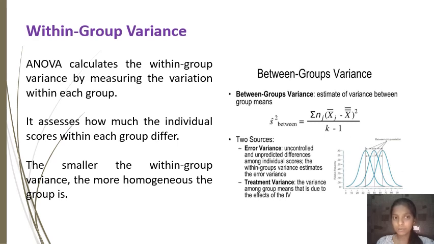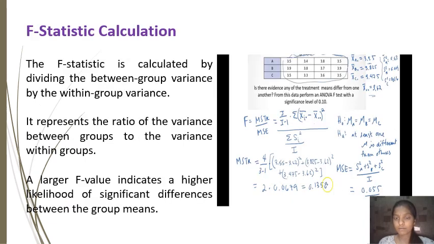This is the thing about the within group variance. This is the formula to calculate. Next is the F statistic calculation.